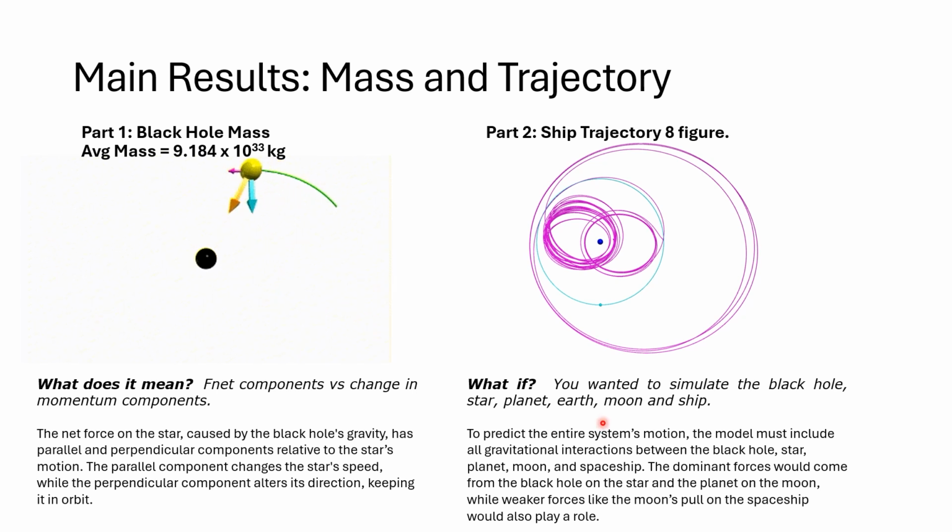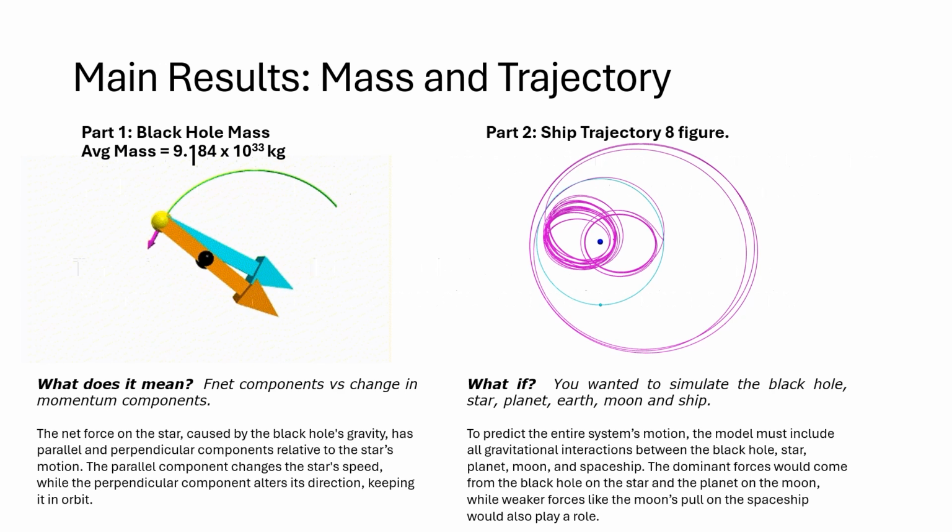Now, what if you wanted to simulate for part 2 the black hole, star, planet, Earth, moon, ship, etc.? Well, you need to evaluate all of those forces and update all of those positions and velocities. That gets really complicated, right? Now, there are dominant forces. So the black hole is the most dominant, then the star, then the planet, then the Earth, then the moon, and ship. So you can neglect some of them depending on how they change the simulation to make it easier.